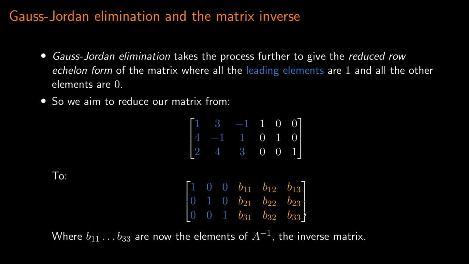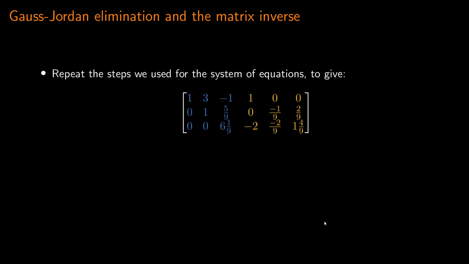But of course, we don't know what they are at this stage. So we have to use the elementary row operations to go from this to this, and then these elements here in yellow are going to be the inverse of the matrix that we want. Let's have a look at how that works.